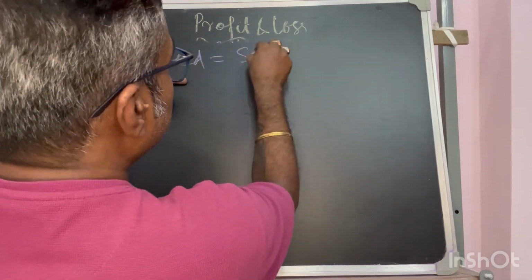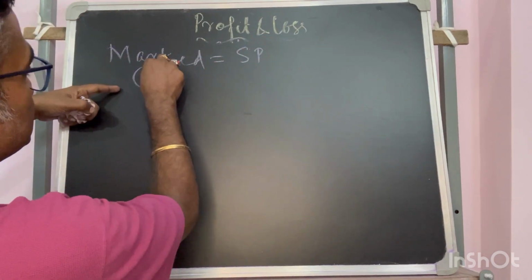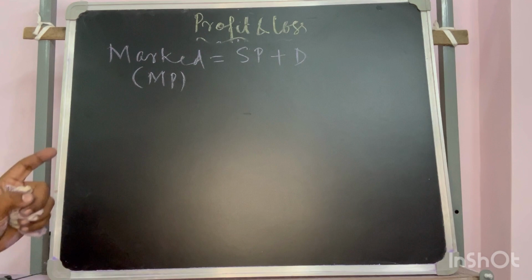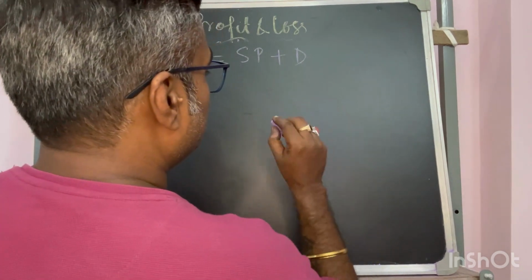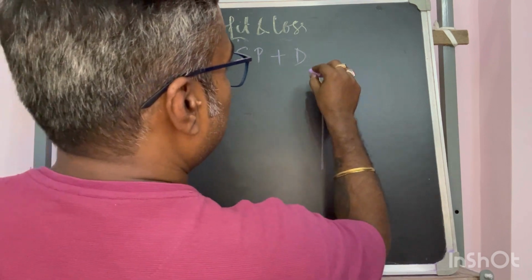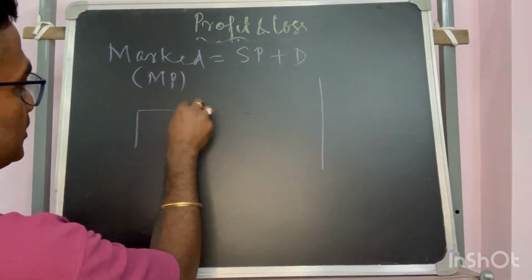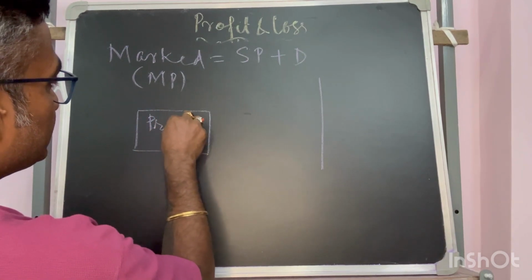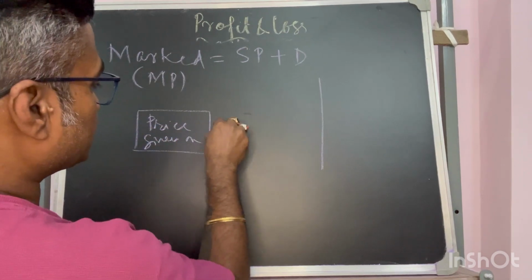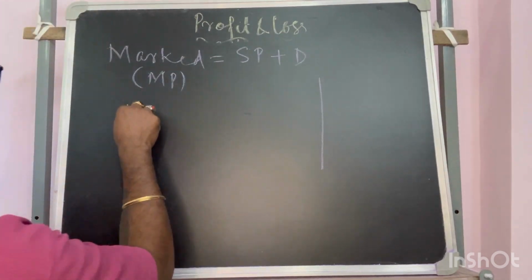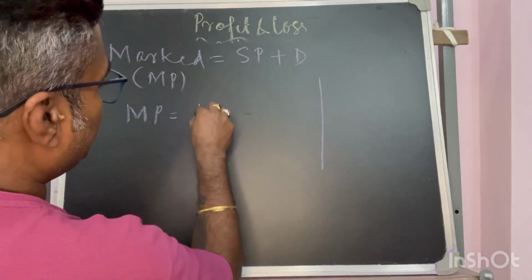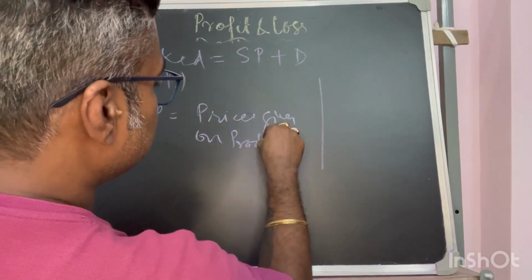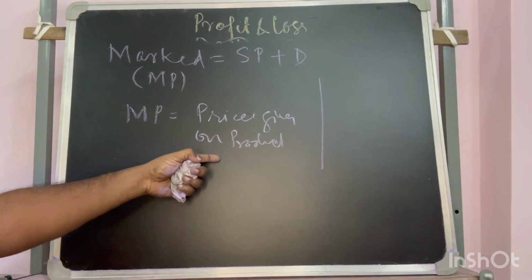The mark price is the selling price. That mark price is MP. Mark price is MP plus discount. Now here one thing I want you to understand first. What is mark price? Mark price is the price which is given on the product itself. So by definition we can say it is the price given on the product. That means this price is not hidden, this is the declared price.